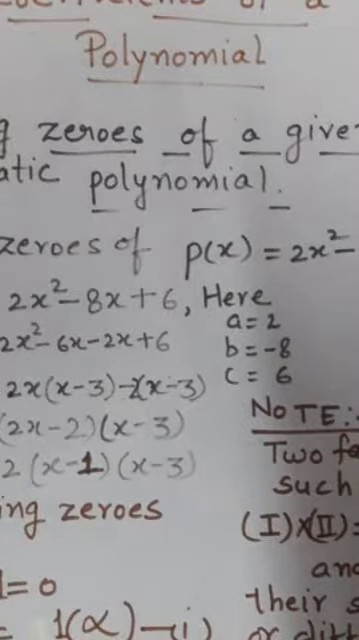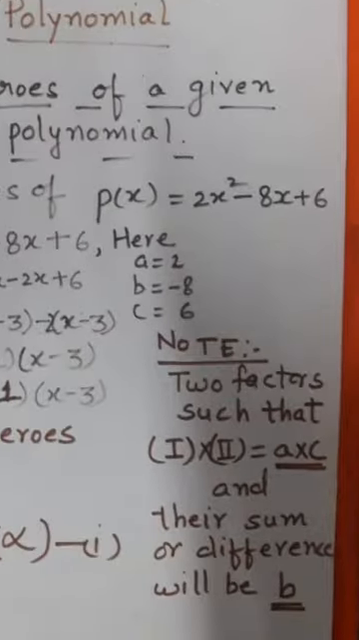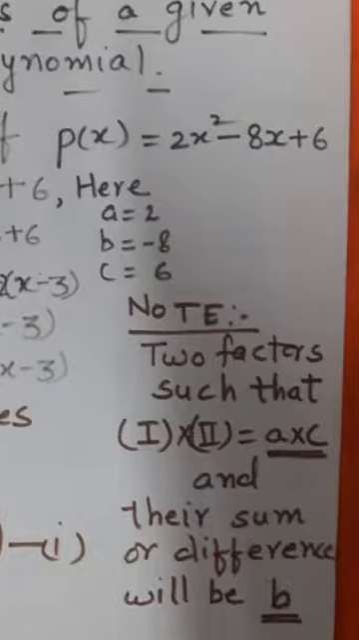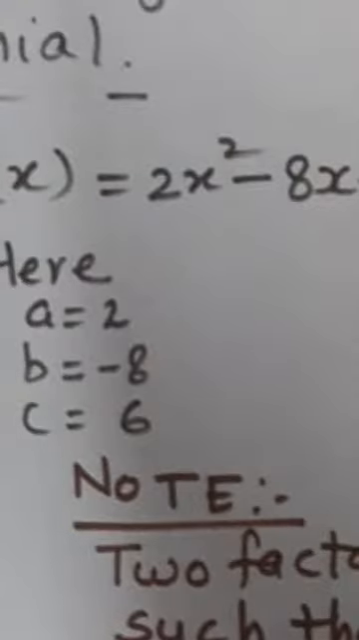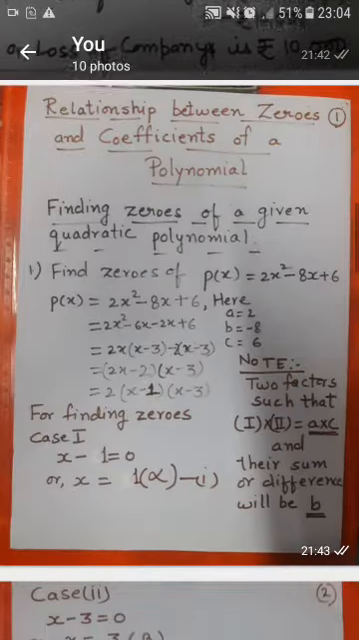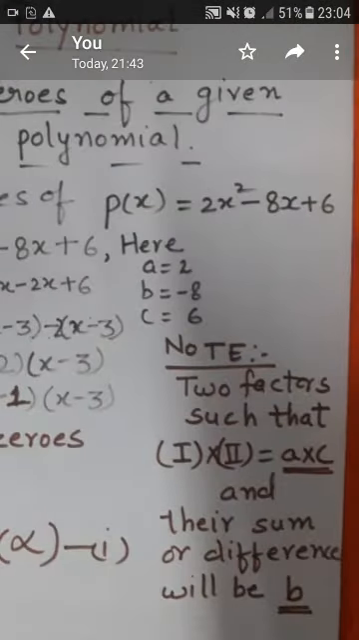Whenever we have to split the middle term, we find two factors in such a way that their product is a into c. Here our a is 2 and c is 6, so the product should be 2 × 6 = 12. And on adding them, we should get b, that is −8.